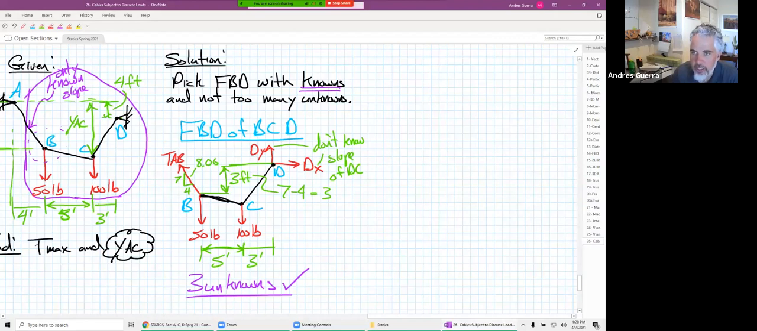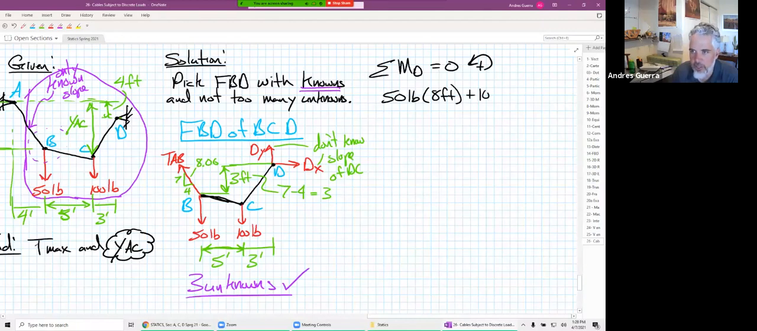Using the moment equation is a nice place to start because we can get rid of unknowns. How about the moment about D is equal to 0? We have our counterclockwise positive sign convention. For that moment about D, we'll have our 50 pounds, positive, times the distance of 8 feet. We're going to have our 100 pounds, also positive, times the distance of 3 feet. And then our TAB will break into X and Y components. The Y component would be 7 over 8.06 times TAB.